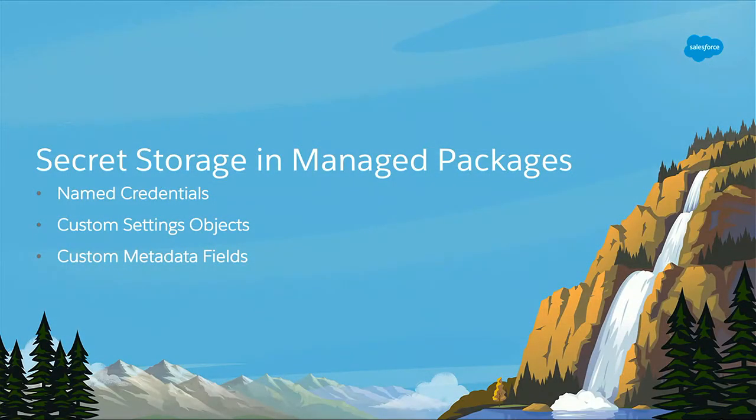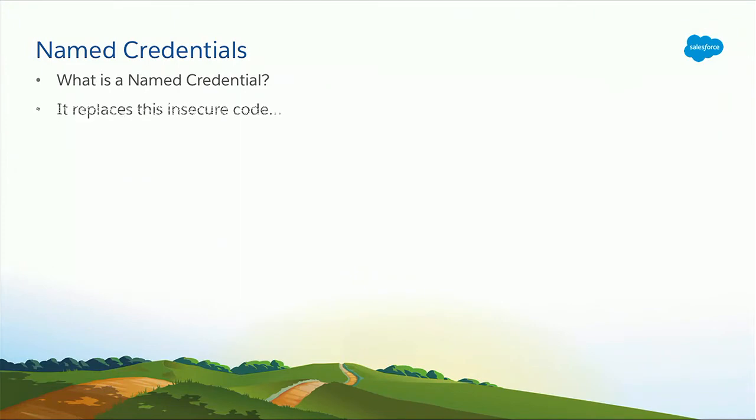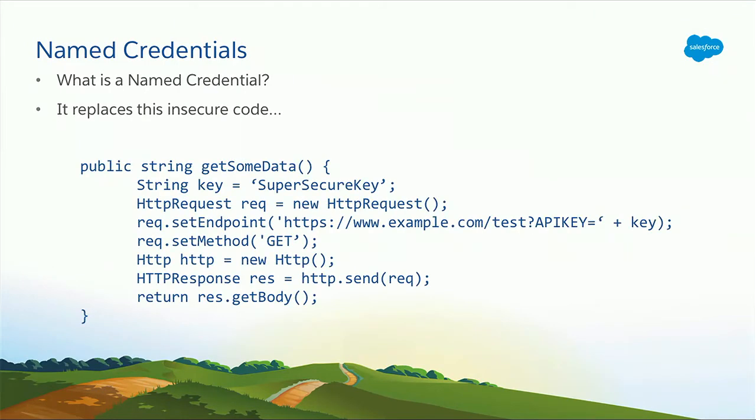Name credentials, custom settings, and custom metadata fields. All right. So name credentials. What is this thing? It's basically like an environment variable. If you think back in terms of DOS or Linux, you've got these environment variables that hide secrets, right? And then you reference those in your code.